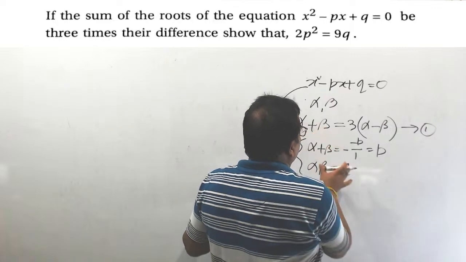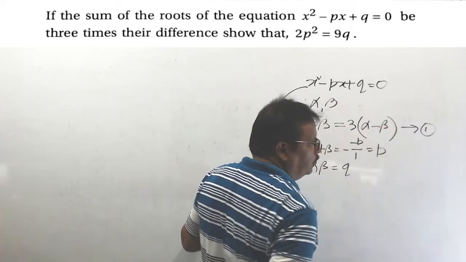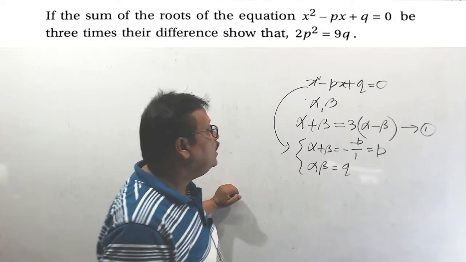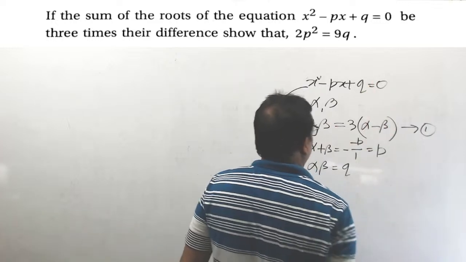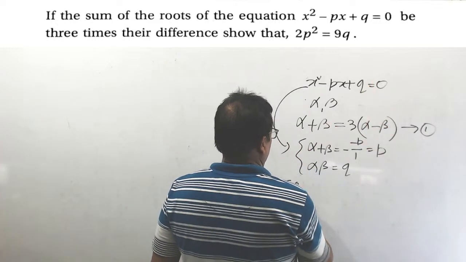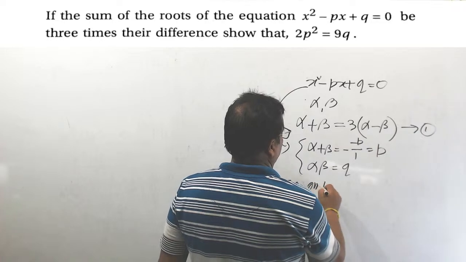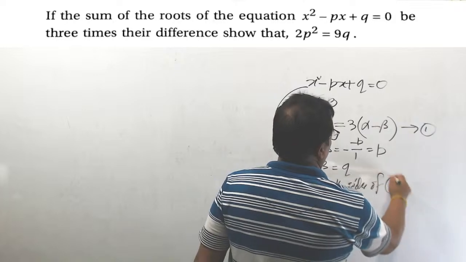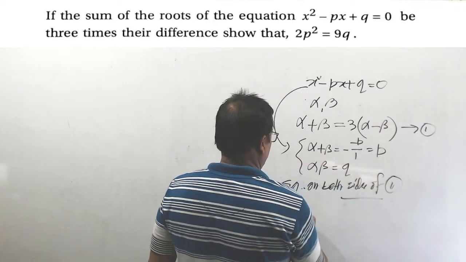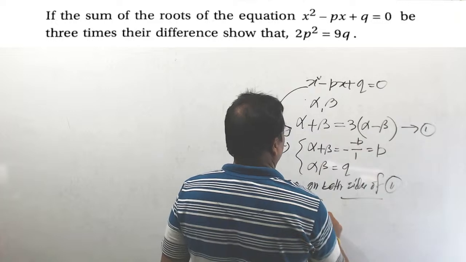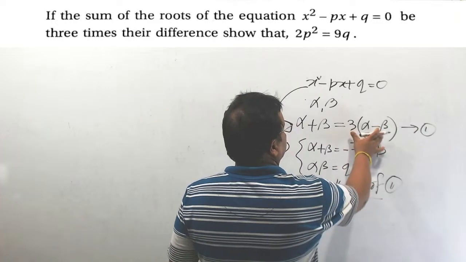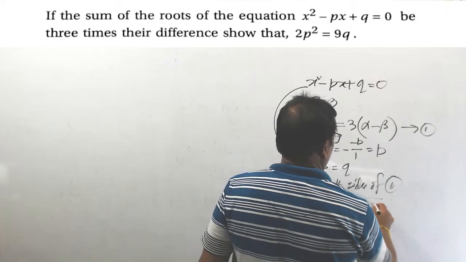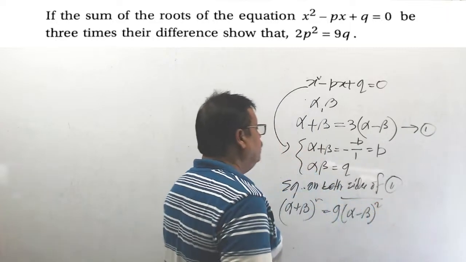Alpha plus beta you can put, but for alpha minus beta, what will you do? Do one thing, square on both sides. Squaring on both sides of 1, see, alpha plus beta whole square is equal to, if you square 3, 3 threes are 9, and alpha minus beta whole square. Now you can use one formula here.